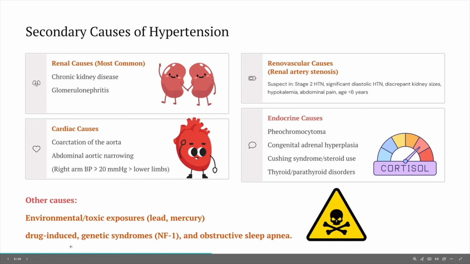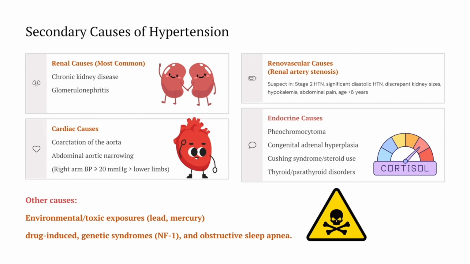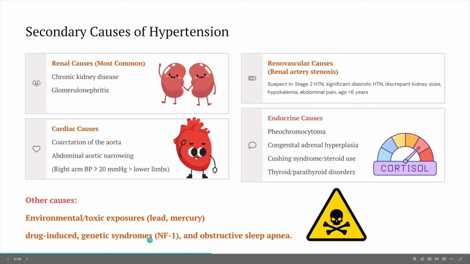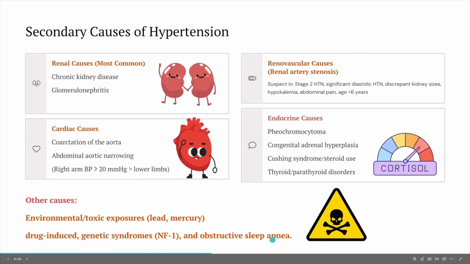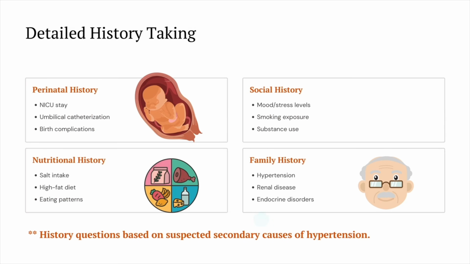Another cause will be drug-induced. Do think of this in adolescents. They can have some recreational drugs, or sometimes it can be nasal decongestants. It can lead to hypertension. Genetic syndrome like neurofibromatosis type 1. In these kinds of cases, they may have cafe-au-lait spots, they may have neurofibromas, etc. Obstructive sleep apnea. Do think of this when the patient has snoring or is very obese.